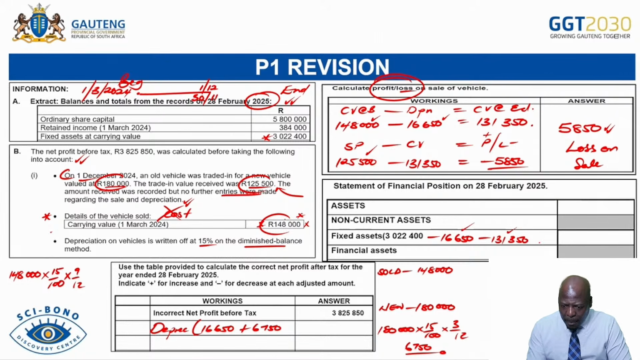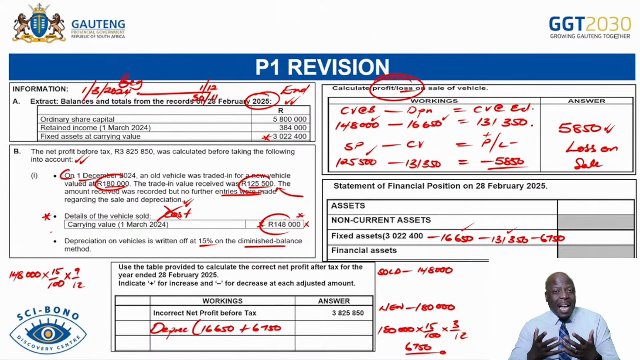So I would still come and do the same. And I'll say minus 6,750. I would still come and subtract that amount over there. This is how you would have done your calculations here.